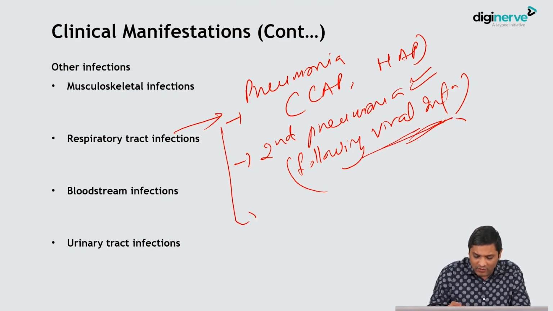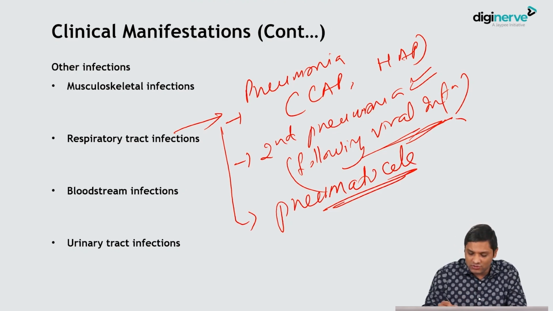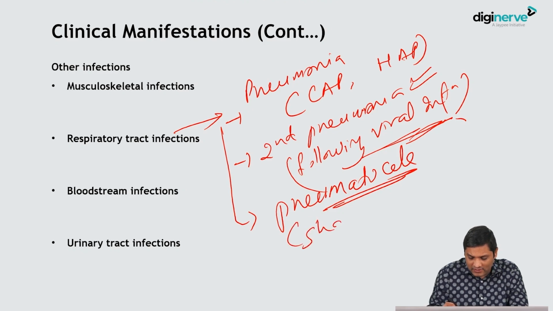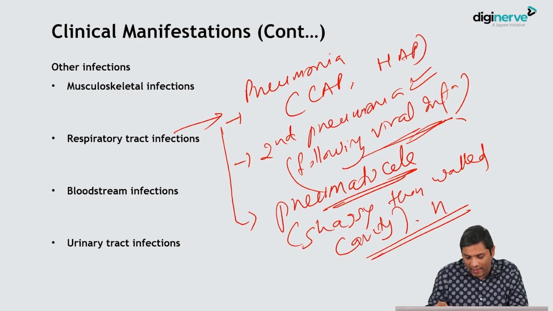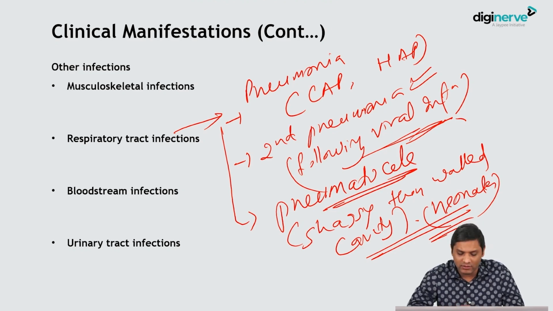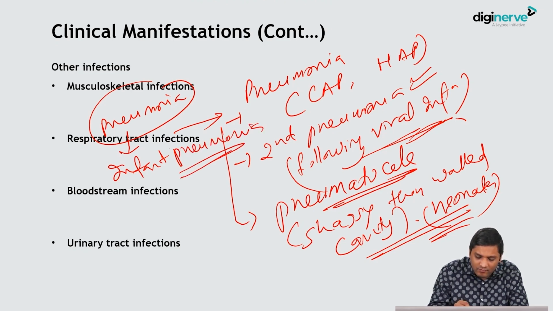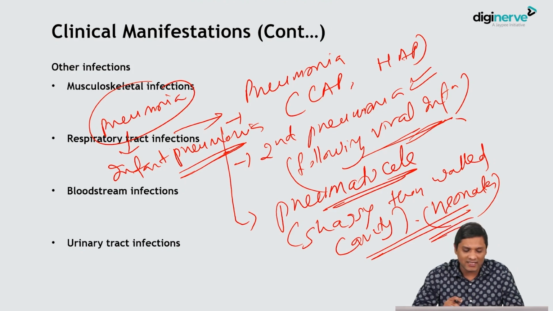Then Staphylococcus aureus can cause pneumatocele. Pneumatocele is a cavity formation inside the lungs due to Staphylococcus aureus. Saggy, thin walled cavity formation in the lungs. It may happen in neonates and children more commonly. So this is called pneumatocele. Staphylococcal pneumonia is quite common in infants. It is one of the important causes of infant pneumonia. So these are the widespread respiratory tract infections.